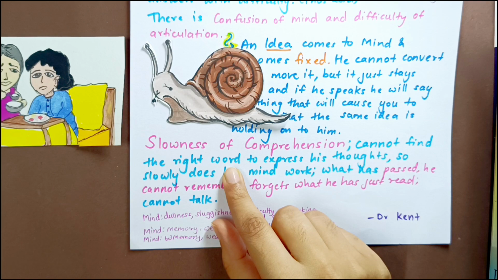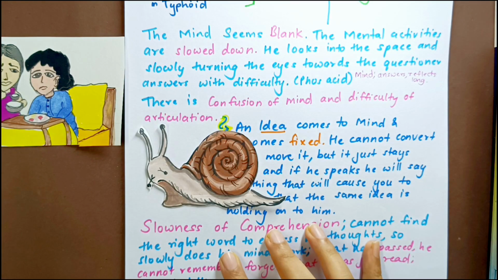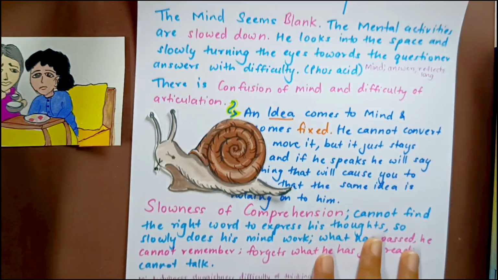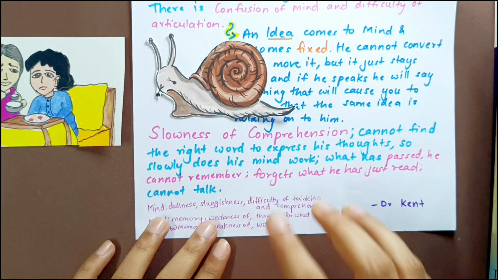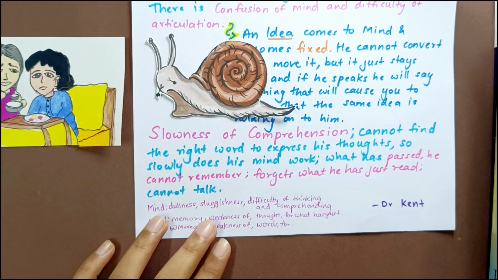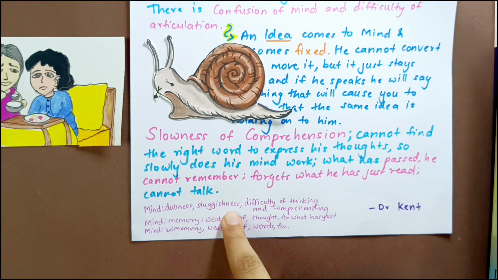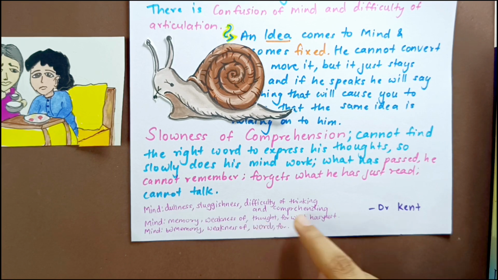They cannot find the right word to express it, and therefore the document has also said that there is difficulty of articulation. So slowly does his mind work that what has passed, he cannot even remember. What has already happened, he cannot remember. He forgets what he has just read. He cannot talk. There are a few rubrics that Dr. Kent also gives, which is mind dullness, sluggishness, difficulty of thinking and comprehending.